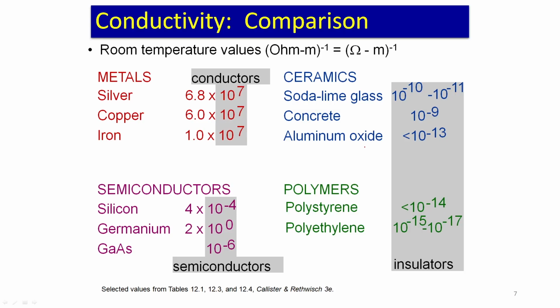Ceramics and polymers, as I said, are insulators. They have a very low value of conductivity, 10 to the power minus 10, minus 13, minus 14, and it can go even to minus 17. So you have a range of conductivity from 10 to the power plus 7 to 10 to the power minus 17 across all classes of materials. Why is it so? We need to know that also.